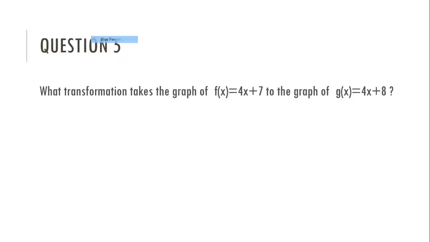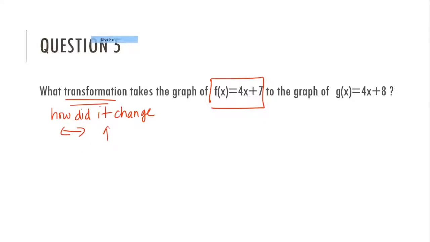Okay, then lastly, question number 5 on your quiz says, what transformation takes the graph of f of x equals 4x plus 7? So this is where I'm starting. When it asks for what transformation, I'm asking myself, how did it change? Did it move left or right? Did it move up or down? Did it flip?